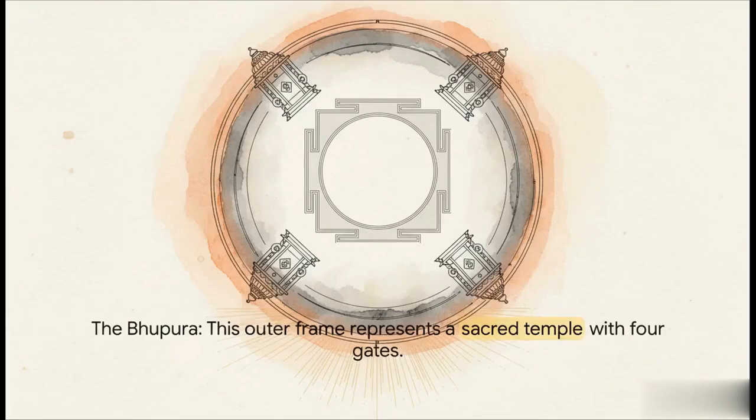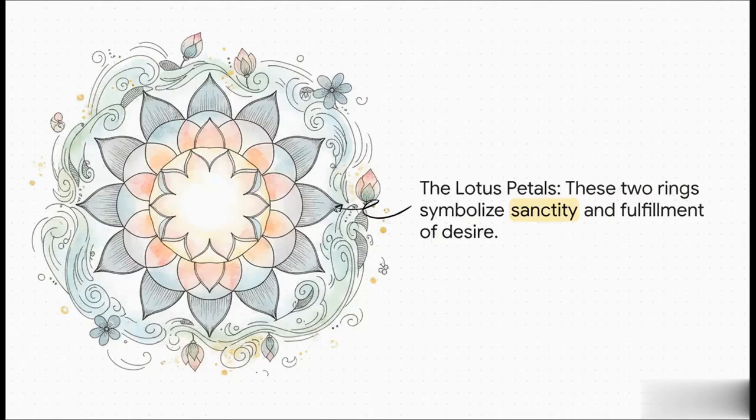Let's try building one from the outside in. We start with that outer square, the bupura. It's not just a border, it's meant to be the floor plan of a temple, with 4 gates opening to the 4 cardinal directions. It's like a protective wall for the sacred space inside. Okay, let's move one layer in. Next, we hit the 2 circles of lotus petals. There's an outer ring with 16 petals and an inner one with 8. These petals symbolize things like purity, holiness, and the fulfillment of all your desires, both worldly and spiritual.